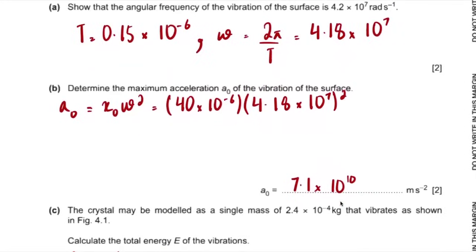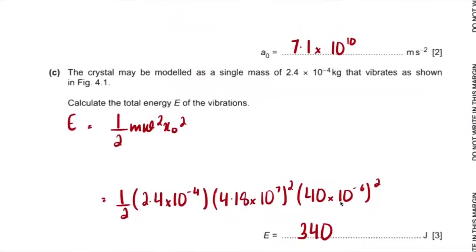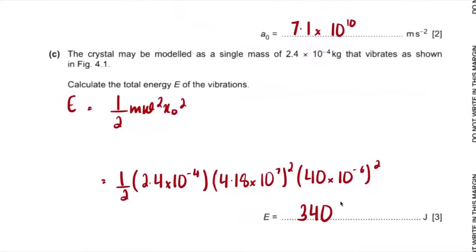Crystal may be modeled as a single mass of this much that vibrates as shown. Calculate total energy. This is another expression that you need to know. Half m ω² x₀². You have everything you need. You have the mass, you have omega, x₀. So you just plug the values in here, and this is the answer that you get for this part.